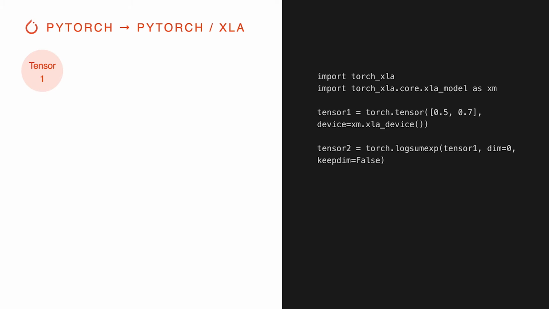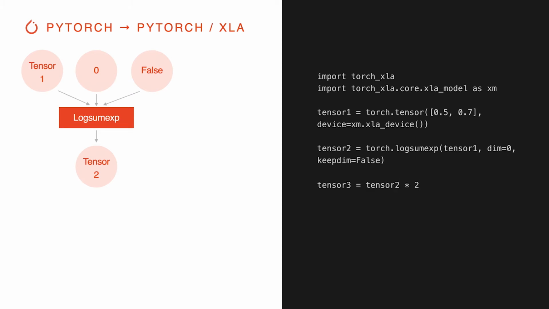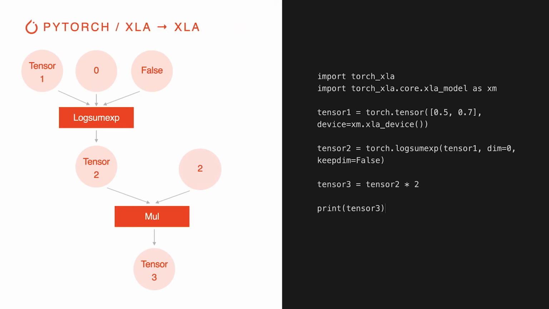We will then create a second tensor by calling the torch.logsumexp API and use tensor1 as an input. The PyTorch XLA implementation of logsumexp will be used, since tensor1 is an XLA tensor, and tensor2 will also be an XLA tensor on the same device. PyTorch XLA will create a logsumexp node with 3 inputs and 1 output, which is tensor2. This goes on when we create a third tensor by multiplying the second tensor by a constant. And now on the right, we need to return a value to print. This is when compilation happens.